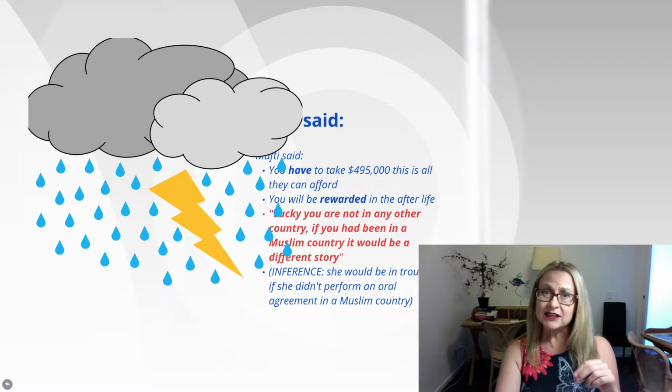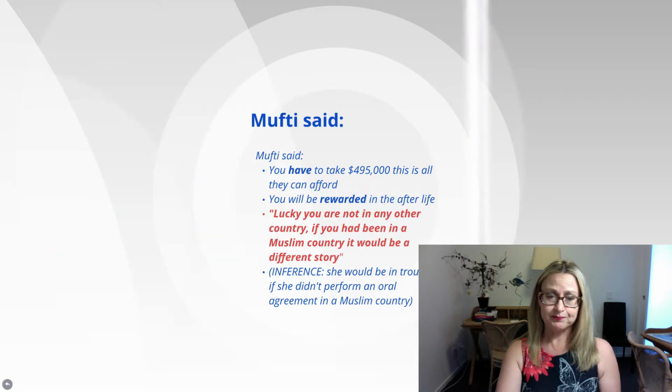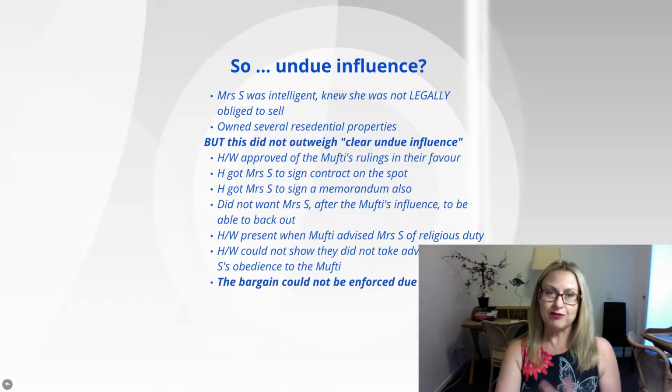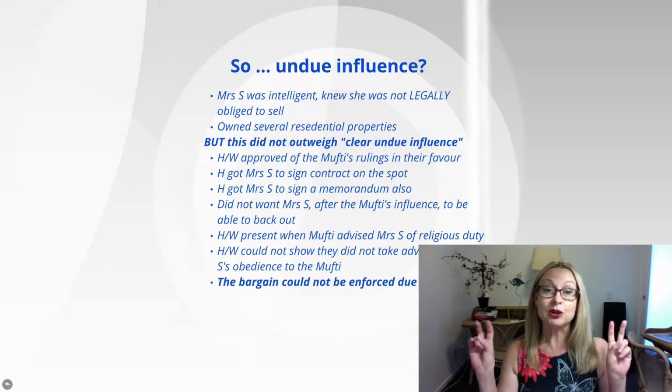Now, Mrs. Siddique gave evidence that at that point she got a little bit scared because the inference was that she would certainly be in trouble. I don't know whether that meant physically, spiritually or whatever. But if she didn't perform the oral agreement, that would be a pretty bad thing. Now, was all of that undue influence? The husband and wife sought to say, well, Mrs. Siddique actually knew that she legally wasn't obliged to sell this particular property and that all the Mufti was doing was giving her some spiritual advice.